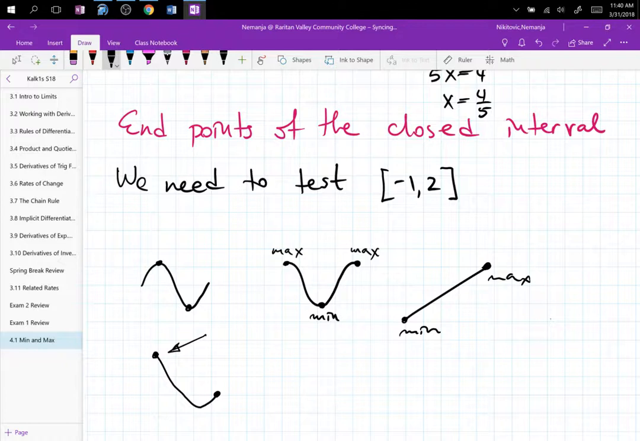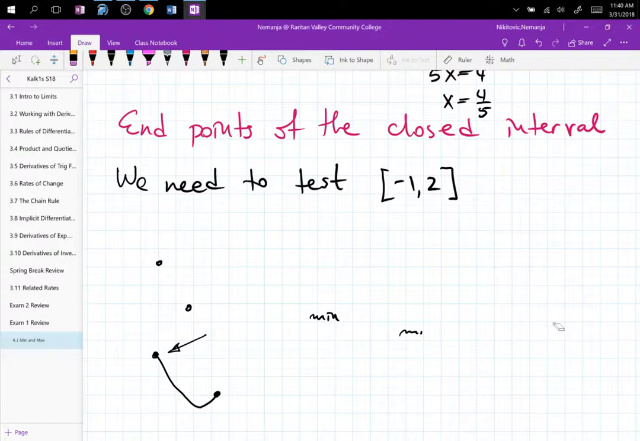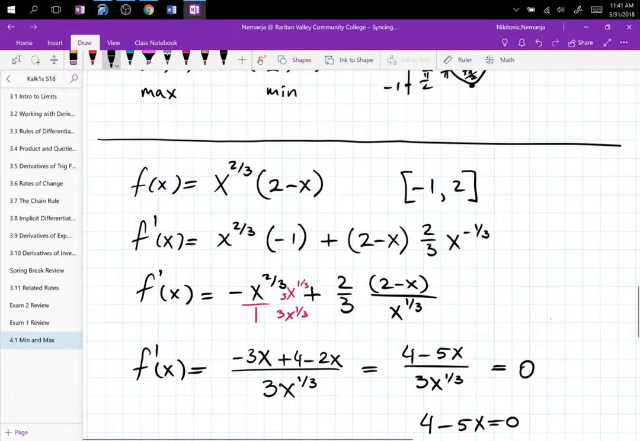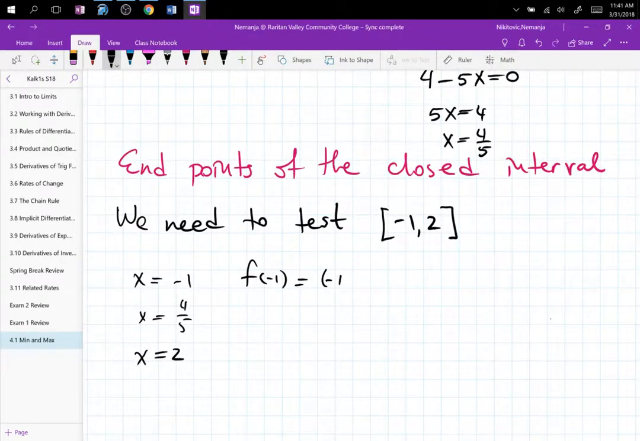Depends on the function. So what I'm going to do now is compute all of these values for our critical points. What do I have? I have x equals -1, x equals 4/5, x equals 2. What are the y values? Well, plug everything into the original function. F of -1, that's -1 to the 2/3 times 2 minus -1. There we go.